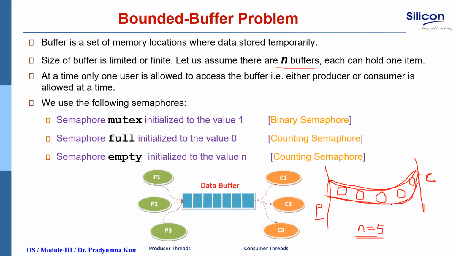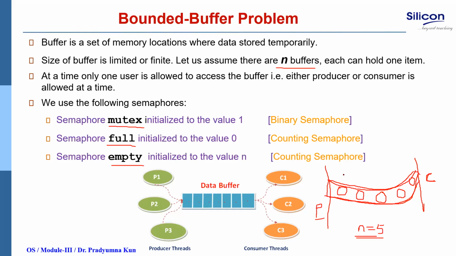Correct? Now, to solve this problem, we require 3 semaphores. That means 3 integer variables which will be shared by both producer and consumer. What are those? One is mutex, another is full, and the third one is empty. In this data buffer there are a number of slots. The producer is producing items and the consumer is taking items from these buffers.